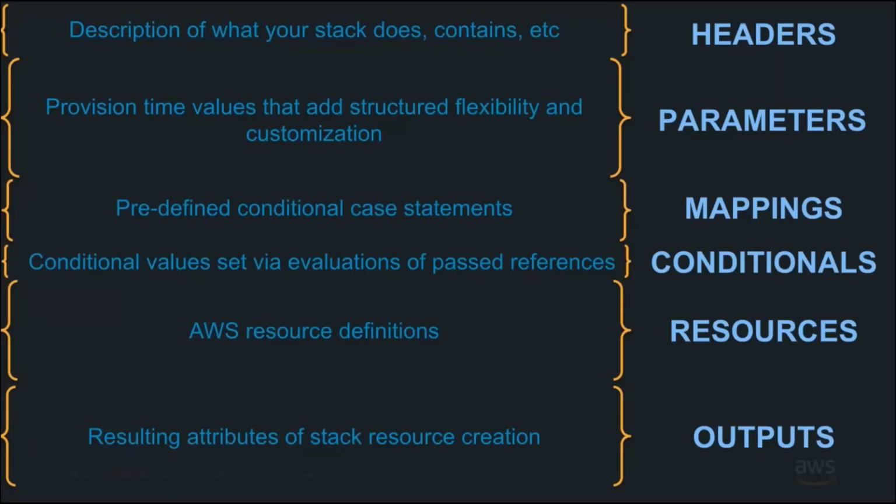Mappings you could think of as predefined conditional case statements. This is stuff where, let's say, based on a parameter, you want a template to behave a certain way in relation to another piece of data. Say that you want inside of a dev environment for a function to be configured one way, and inside of a prod environment for it to be configured a different way. You could specify, say, a parameter called environment, and then based on the mapping, provide a value down to the function configuration itself.